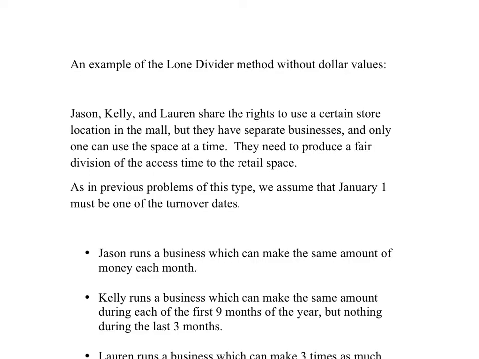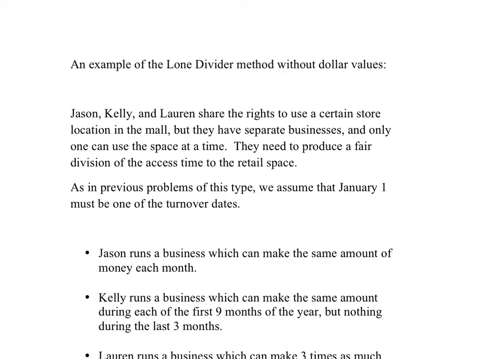It does not involve any dollar values and is very similar to an example that we did for the divider-chooser method involving a timeshare. Jason, Kelly, and Lauren share the rights to use a certain store location in the mall, but they have separate businesses and only one can use the space at a time. Right. So thus far it sounds exactly like the setup we've used for fair division problems using divider-chooser, in other words, when there were only 2 players. Now we're extending it to 3 players. So the 3 of them need to produce a fair division of the access time to this retail space.